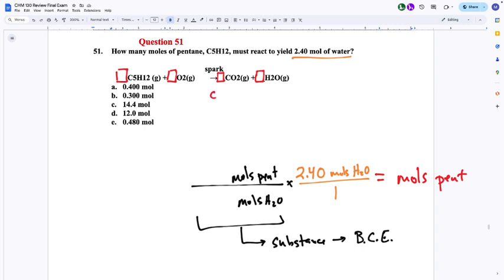So carbons on the left, 5 carbons on the right, 1. So that doesn't balance. To make that 1 into a 5, I need a 5 there. What element should I balance next?